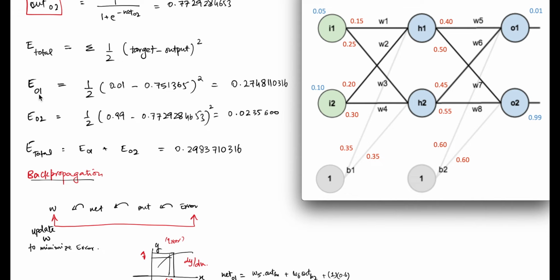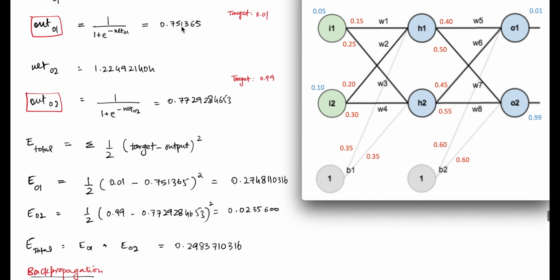The error from the first output neuron is the target minus the output that we get, which was 0.75. Similarly, the error from the second output neuron is the target that we hope to achieve minus the output that we got from the second neuron. Their difference is squared, multiplied by half. You get the corresponding errors. We sum that up to get the total error. That's the total error, and we hope to minimize this. This is the function that we are hoping to minimize.